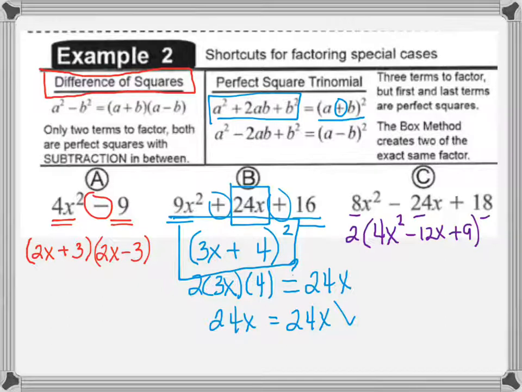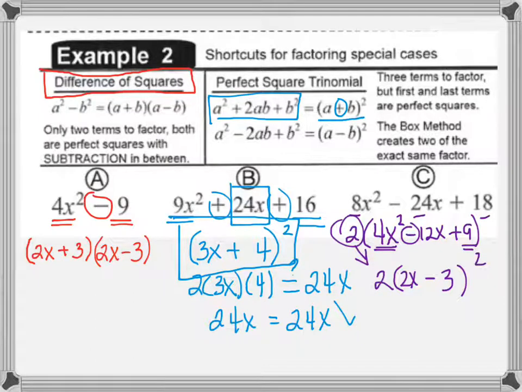Now, in the parentheses, we have a perfect square as the first term, a perfect square as the last term. So let's try factoring this as a perfect square trinomial. We'll set up one set of parentheses. We have a minus, so we're going to put a minus in our parentheses. The square root of 4x squared is 2x. The square root of 9 is 3. And of course, we would bring down our GCF.